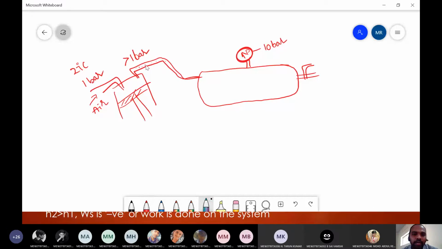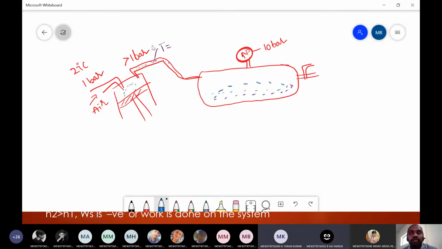Because it is compressed, right? Let us say this is my air. This air is compressed and I am storing it in the tank. Now, what is the temperature of the air, anyhow, as the pressure is increased? What is the temperature of the air at this instant of time?